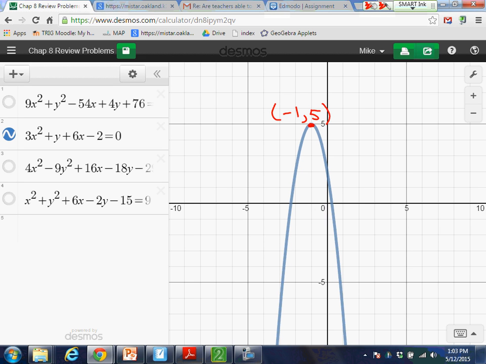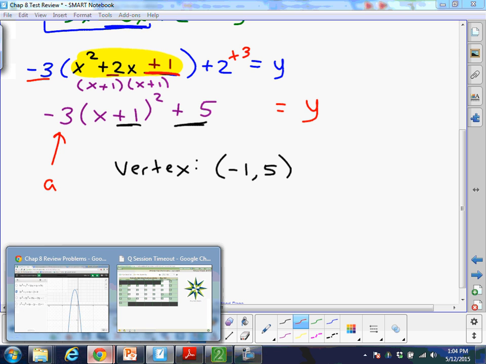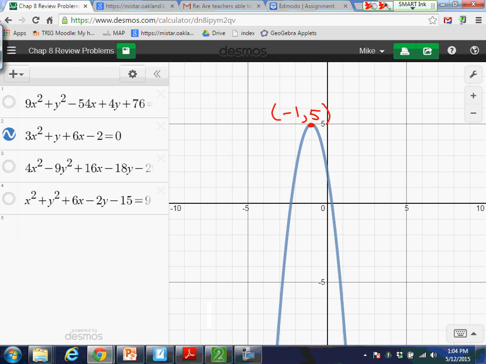Now, if we need focus and directrix and all that stuff, let's go back to what our equation was real quick. So our equation, the a value was negative 3, right? So that's my a value. That's going to help me get the directrix and focus. Okay, so let me just jot this down. A was negative 3.